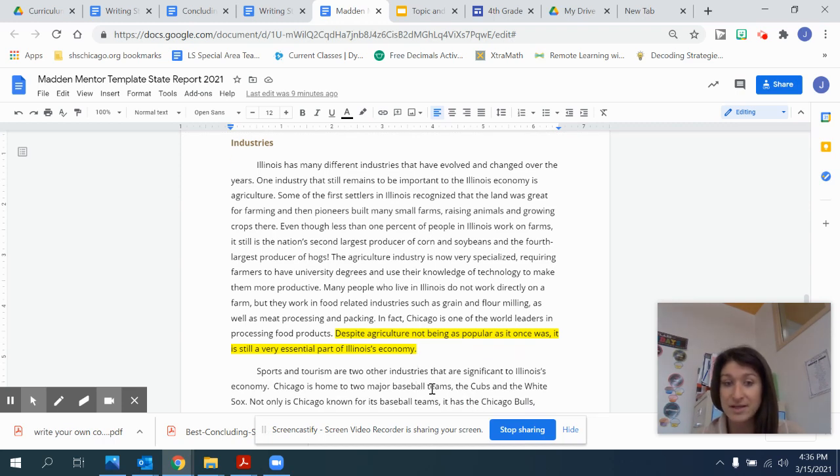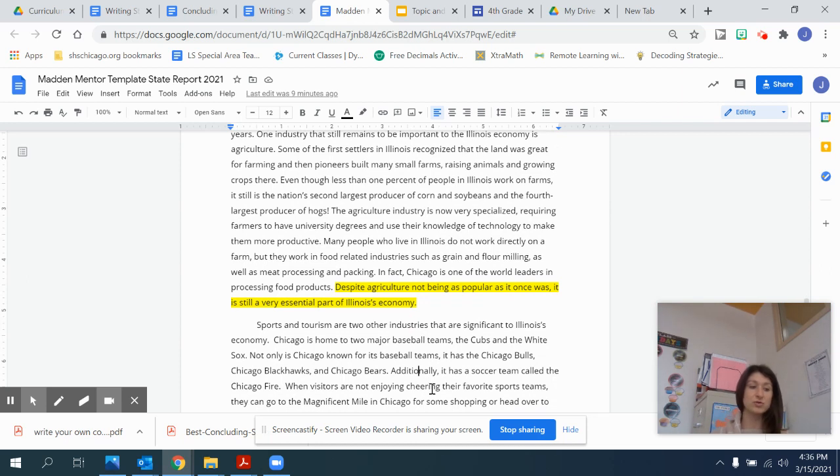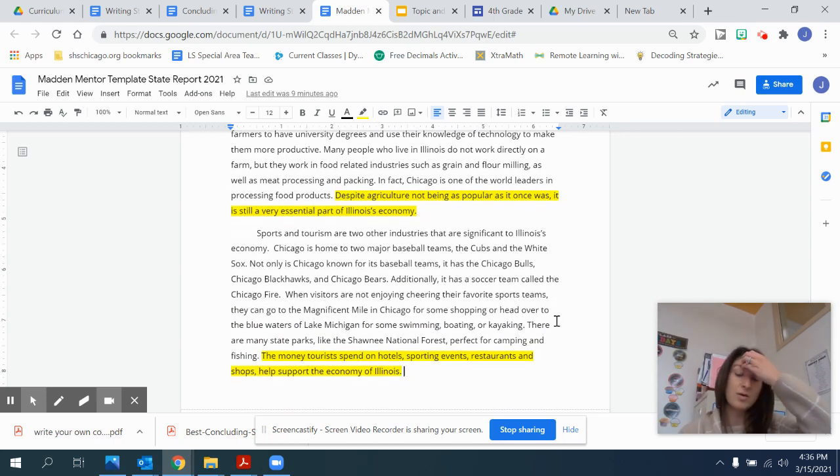Let's take a look at my second paragraph. I combined sports and tourism because they were a little bit shorter sections and they went well together. That's okay to do. I just combined that into one paragraph. Notice my topic sentence, the very first sentence, and then we'll check out my concluding sentence in the yellow. Sports and tourism are two other industries that are significant to Illinois' economy.